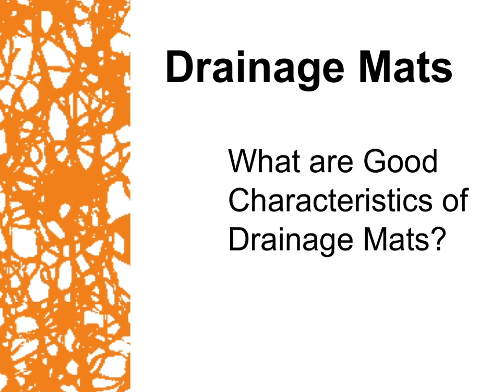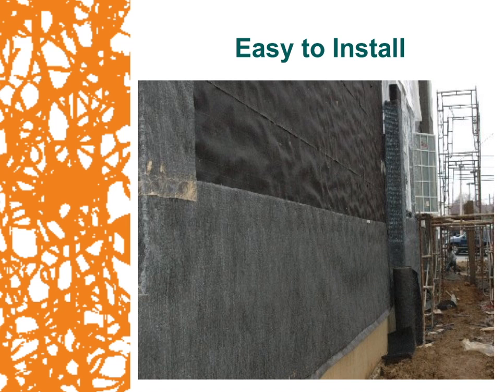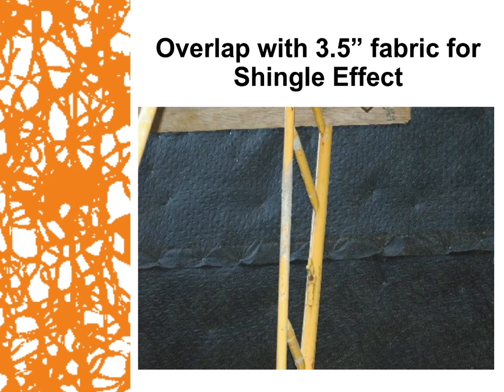Drainage mats. What are some good characteristics of drainage mats? We look for a product that comes in a roll. Most contractors are used to using rolled goods on the wall system, thus just making it easier to handle as well as easy to install. Making sure that it has an overlap fabric of 3.5 inches for the shingling effect, to ensure there's no mortar that can get in between those cracks or air spaces, thus creating a mortar dam or mortar bridge.